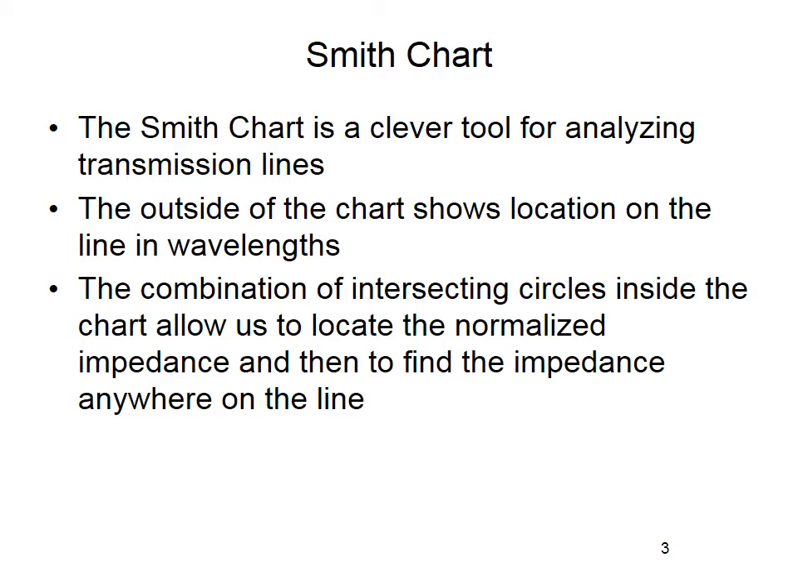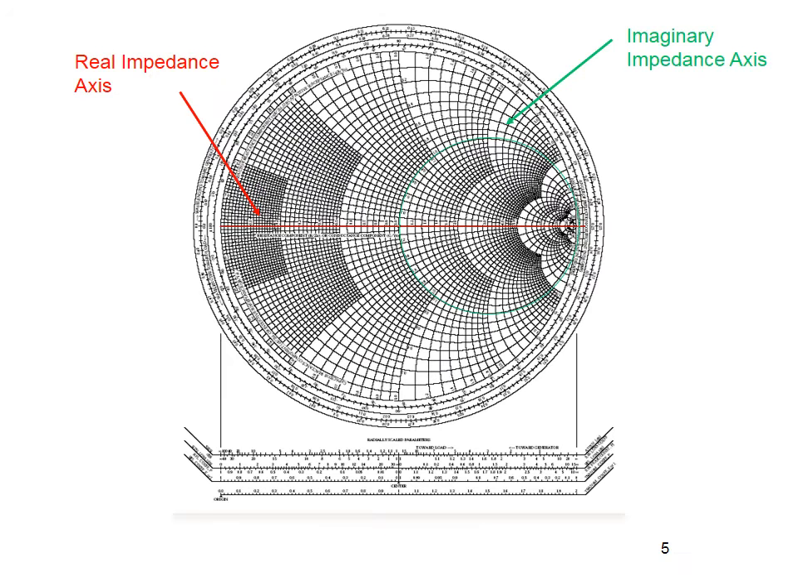The combination of intersecting circles inside the chart allows the location of the impedances, whether normalized or unnormalized, and that is easily found. So this is how the Smith chart looks. This is the shape of the Smith chart, where there is a circular portion, and in that various parameters can be found easily.